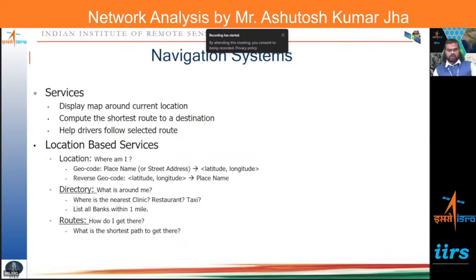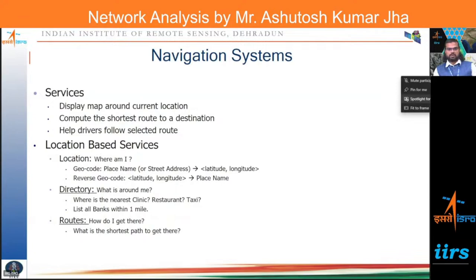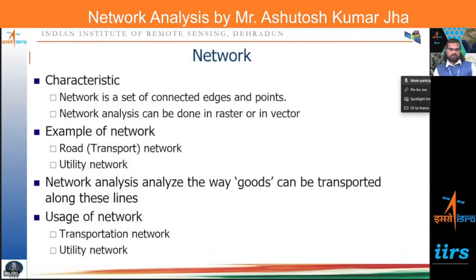Then we have routes. We need to find the different routes, like how to go from one place to another in the shortest distance, or maybe in the shortest time, or with the shortest petrol consumption, so minimum petrol consumption and so on. Those kinds of cost-effective measures can be added to your analysis, and all these are quite widely used in different navigation systems.